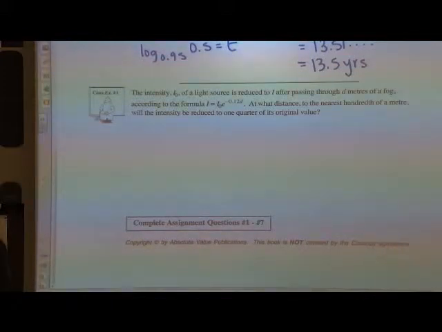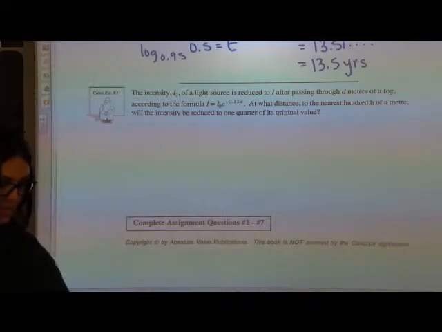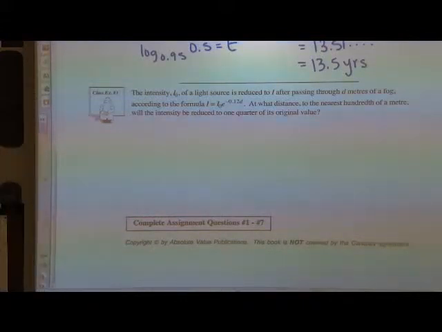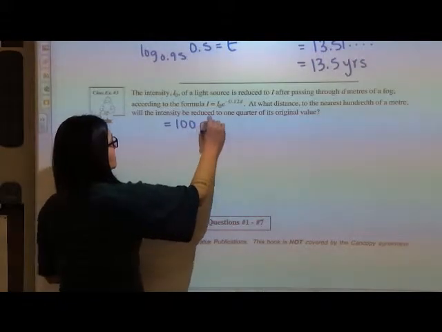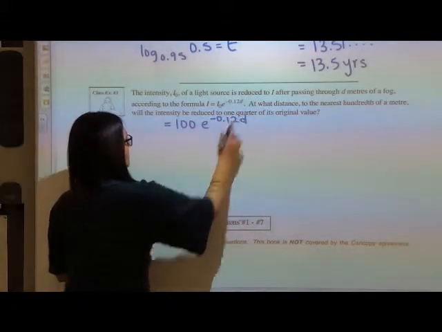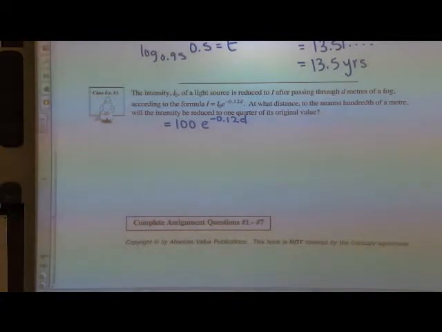to 1/4 of its original value? So what's the original value? Do I know what it is? So pick a number. The original value could be 100%. What's 1/4 of 100%? 25.